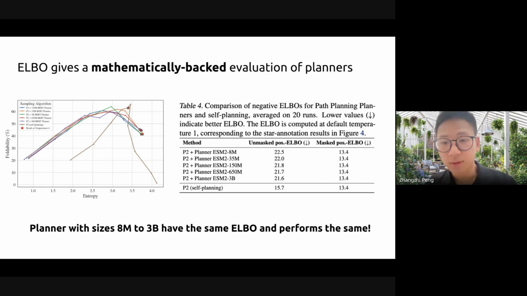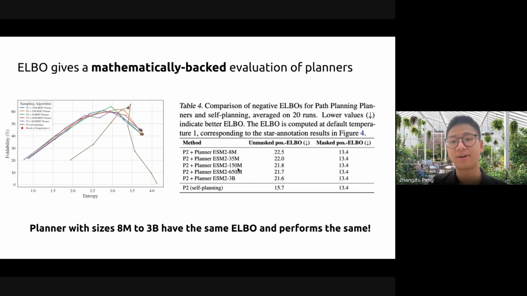And what you want to do is you plug in your data, you plug the planner into sampling, and then you compute the elbow using a subset of protein sequences. You can compute the elbow for the unmasked positions and the masked positions. And surprisingly, two facts here. One is all the planners you have, regardless of their size, even the smallest one, 8 million, have a similar elbow compared to the biggest one, 3 billion.